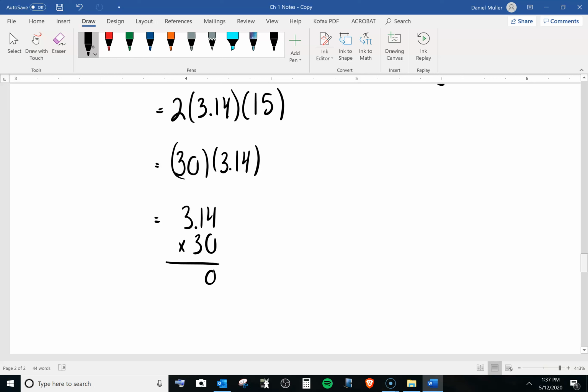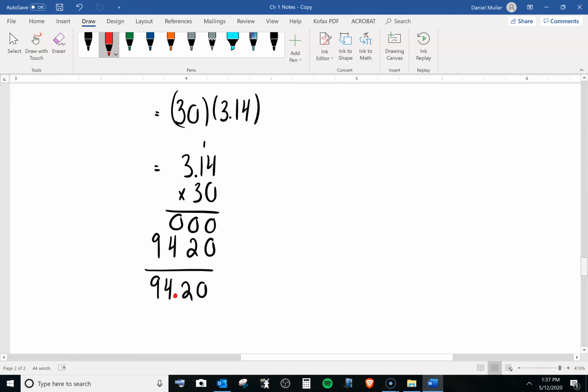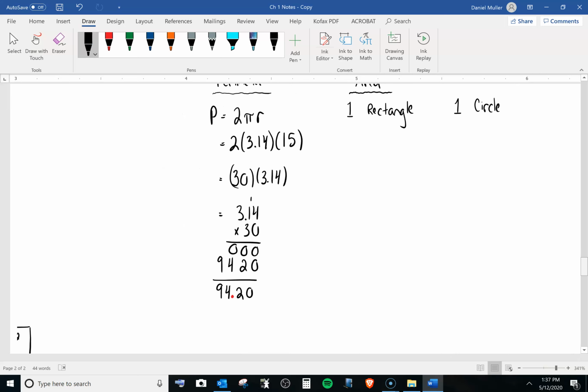0 times all of those are just going to be a bunch of zeros. And the next row starts with a 0. 3 times 4 is 12. 3 plus that 1 is going to be 4. And 3 times 3 is 9. So 9420. And the decimal place has to go 2 in because we are 2 out. So we've moved 2 in on this decimal, so we need to move 2 in on the answer. So 94.20. So that's the circumference.